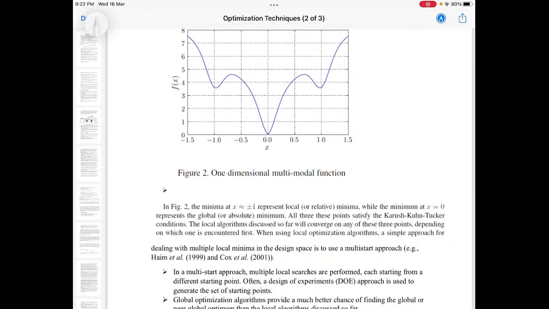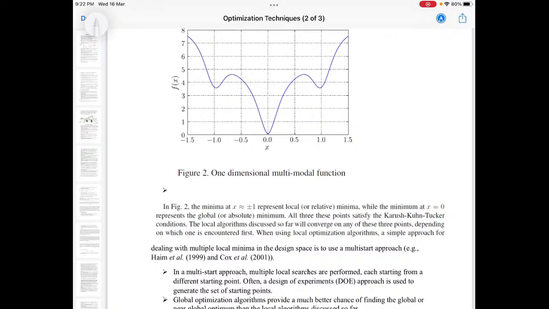When we have x equal to 0, we get the global minimum. Here the minimum at x equal to 0 represents the global or absolute minimum. All 3 points satisfy the Karush-Kuhn-Tucker conditions. These are the 3 points we have discussed: one at x equal to minus 1, the other at x equal to plus 1, and the third one at x equal to 0.